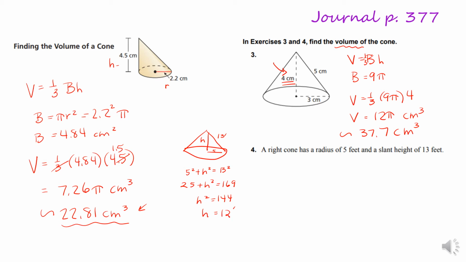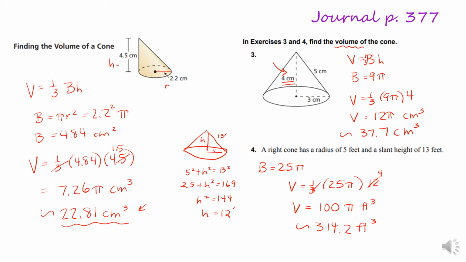Okay, so now that we've got that, we're going to go back into here. We know that our big B is 25 pi because it's 5 squared. So we're going to go volume equals 1/3 times the big B times our height. So 1/3 of 12 is 4. So our volume equals approximately 100 pi feet cubed, which is approximately 314.2 feet cubed. Alrighty, so that one should have been really clear to you.